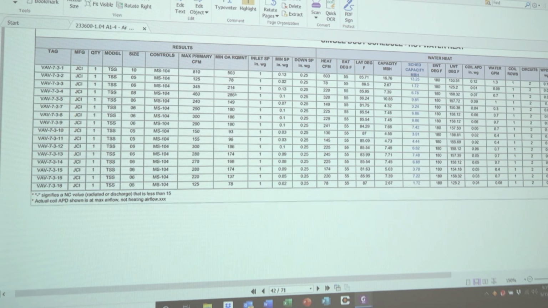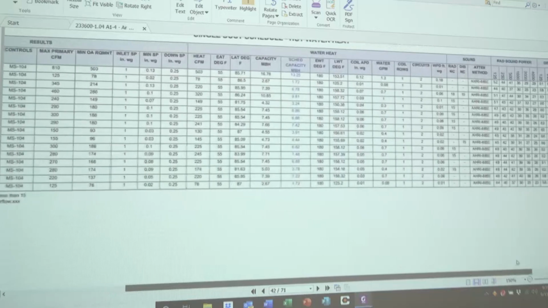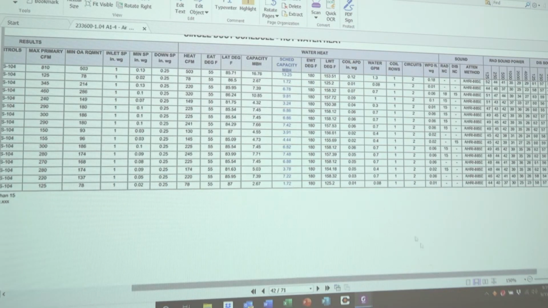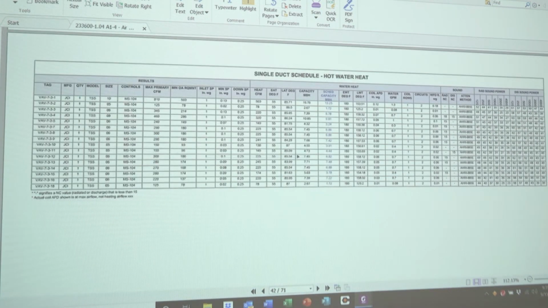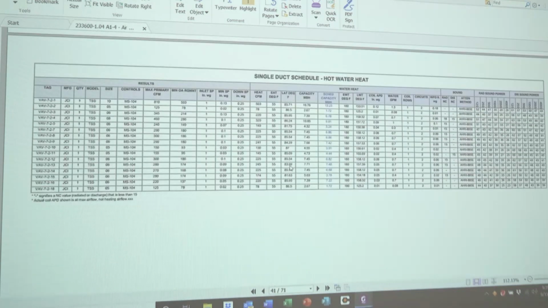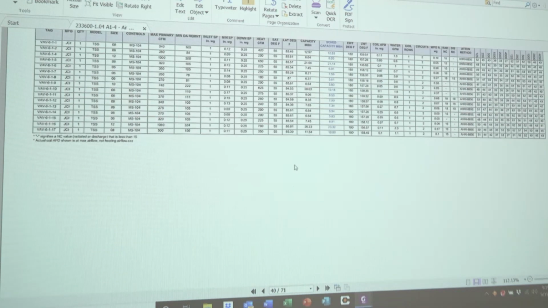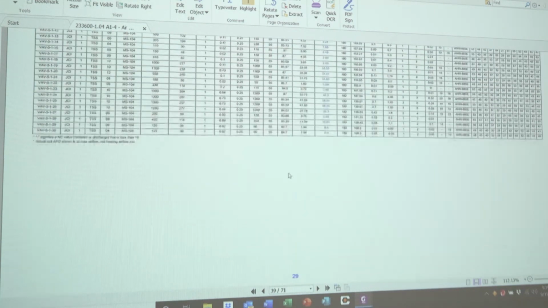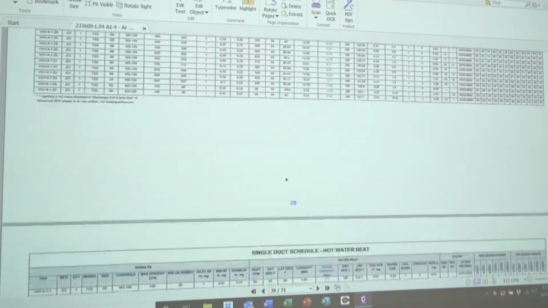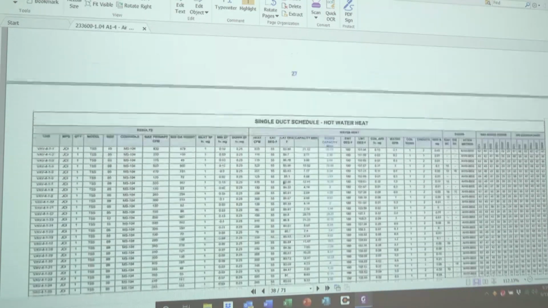all provided with their airflows, discharge and entering air temperatures, entering water, flow rates, sound data. This is typical for every VAV box that exists within this building. You'll find all these performance schedules within the approved submittal data.